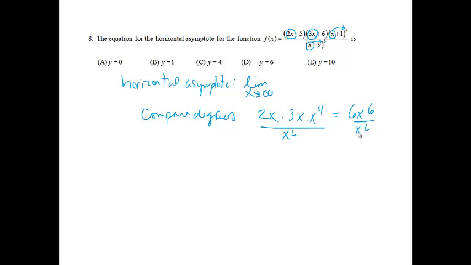And so I notice that the degrees are the same, and if the degrees are the same, we take the ratio of the leading coefficients, and this one would be a 1. So if I take 6 divided by 1, my limit is 6, and if my limit is 6, then my horizontal asymptote will be y equals 6, which is choice D. Notice how much faster that was than actually figuring it all out.